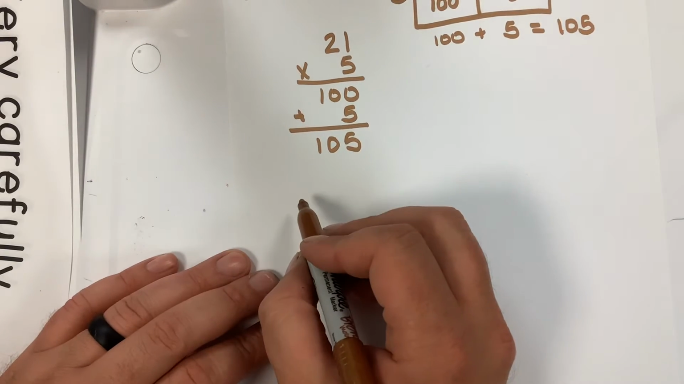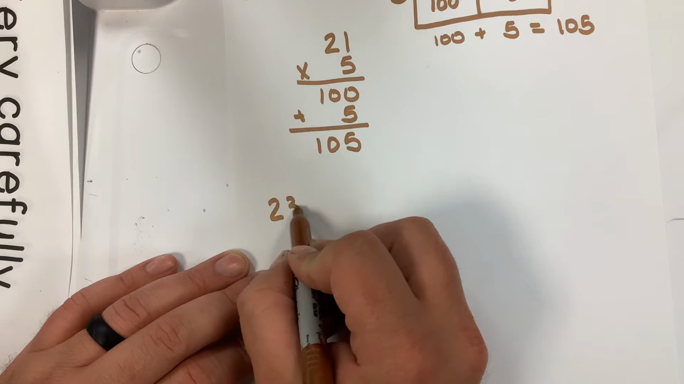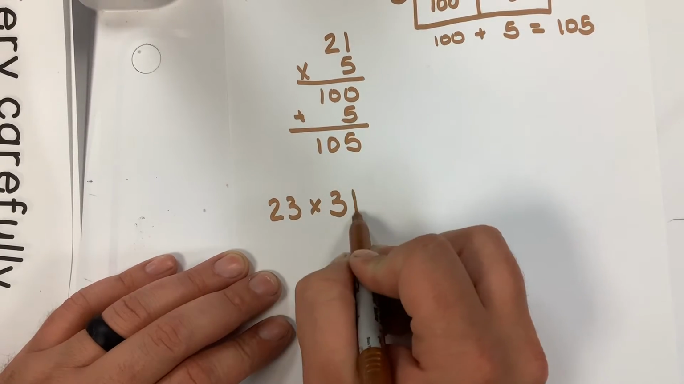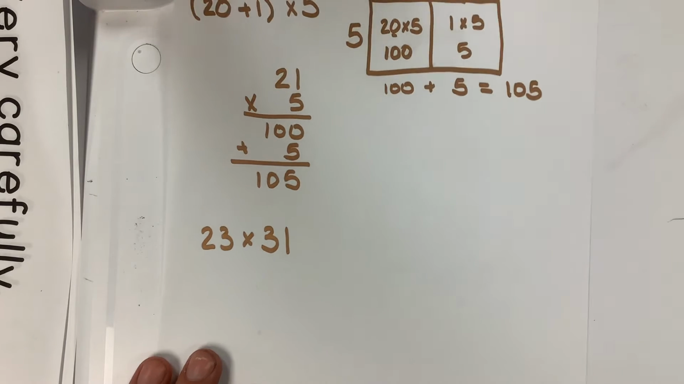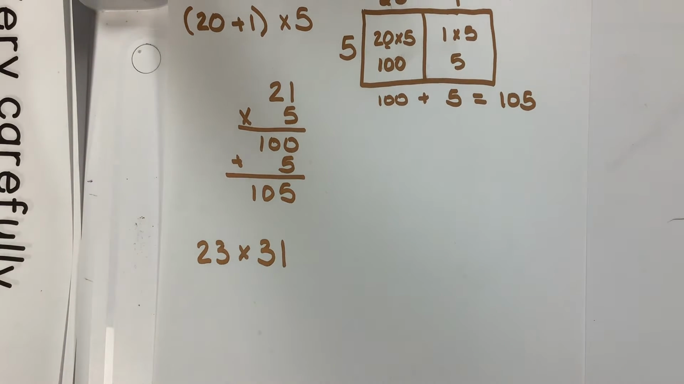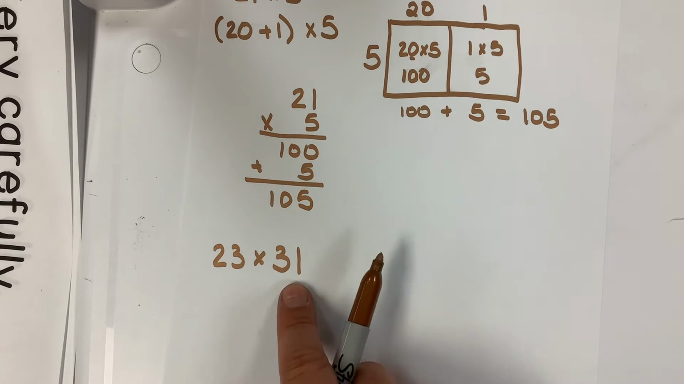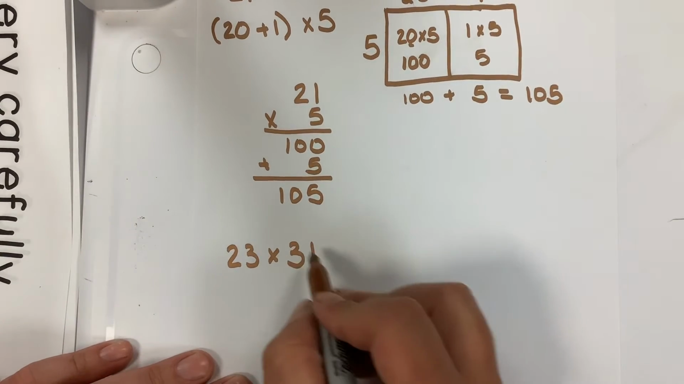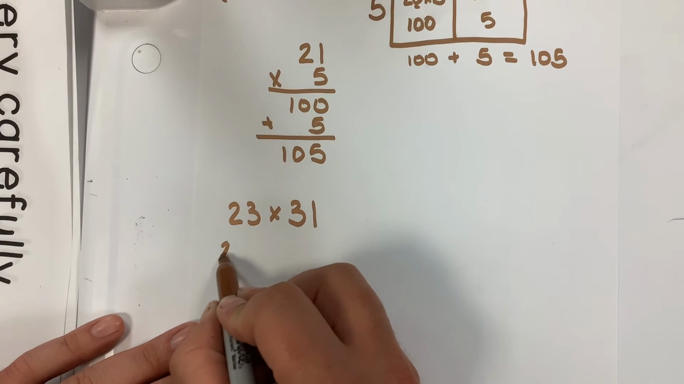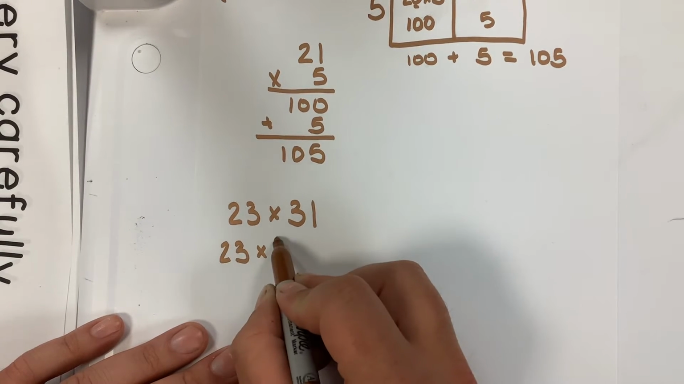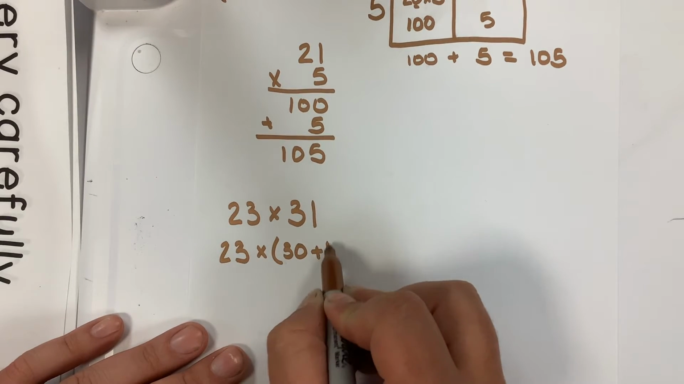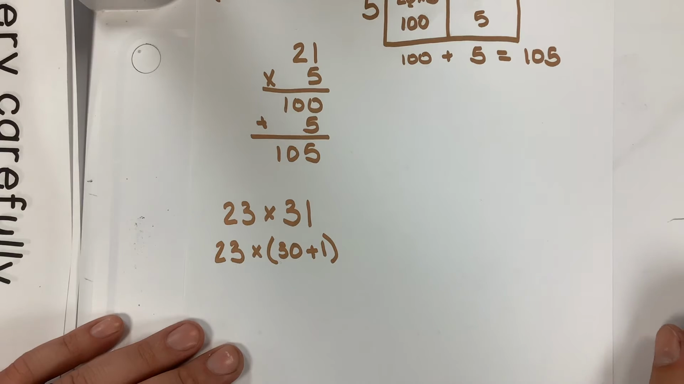Let's say we have 23 times 31. Well, I'm going to ask myself here, which of these two numbers is going to be a little bit easier to count by than the other? Looking at this, I think it's going to be a little bit easier to count by 23s than by 31s. So we're going to break up 31. So we're going to have here 23 times 30 plus 1 to get back to 31. Now I got that going.